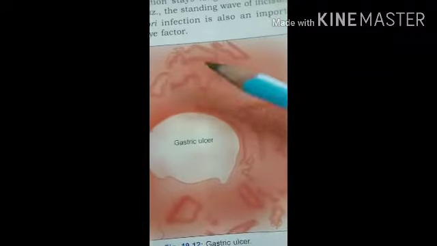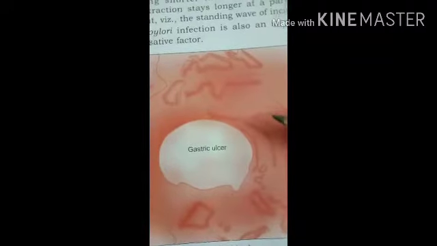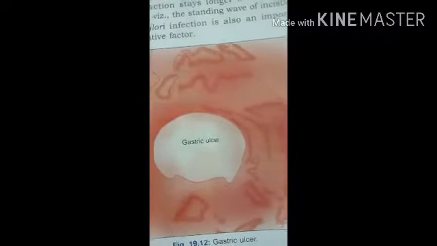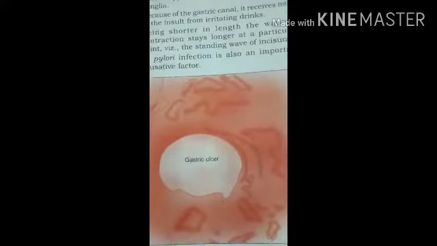In this condition you can see the inner mucosa of the stomach is red in color, and there is an ulcer forming in the mucosal region. So that is called the gastric ulcer.